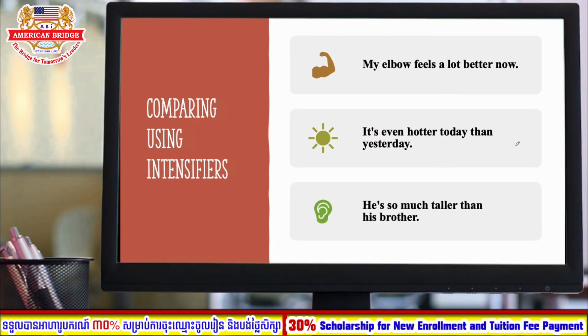You can also use intensifiers in comparing things. So look at the structure here. My elbow feels a lot better now. So a lot better: a lot is an intensifier, and better is the comparative adjective. So you can use this intensifier in front of this comparative adjective.